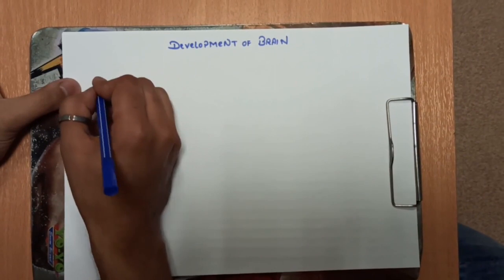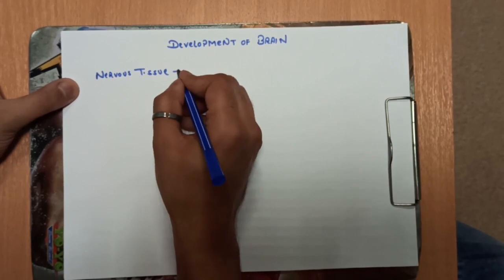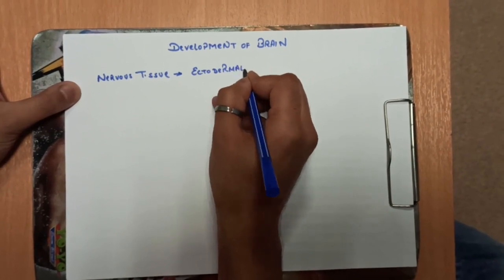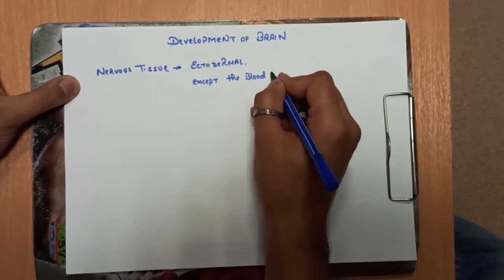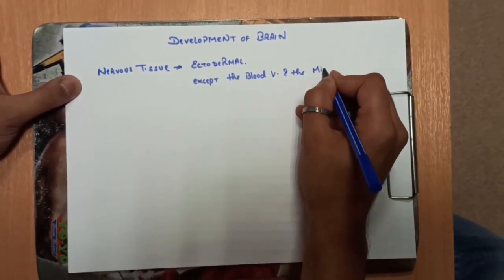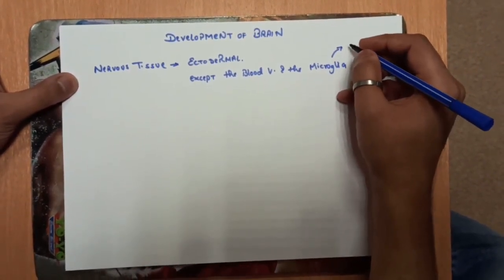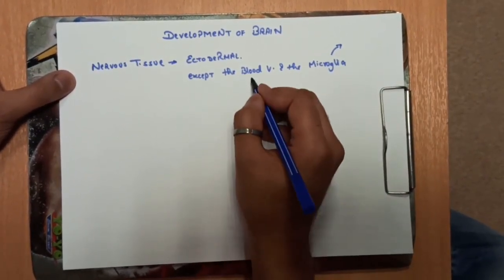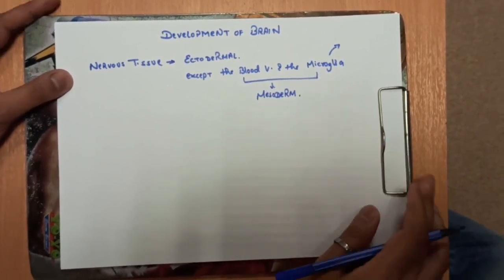In this video we will study about the development of the brain. As we know, the nervous tissue results in the formation of the brain and spinal cord. Nervous tissue is mainly ectodermal in origin, except the blood vessels and the microglia, which are the phagocytes that carry out phagocytosis in the nervous system. These blood vessels and microglia are made up of mesoderm, or they are mesodermal in origin.